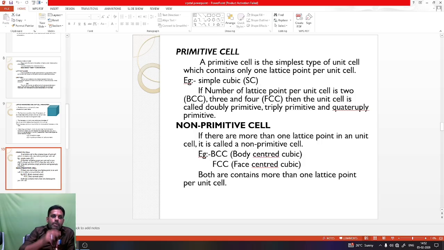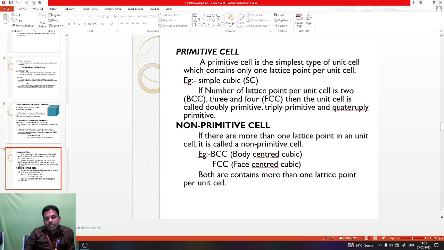Non-primitive means that apart from the corner atoms, it has additional atoms either at the body center or at the face centers. Because the cube has 6 faces, it has atoms at the 6 faces. So in addition to the corner atoms, the crystal is composed of a larger number of atoms.